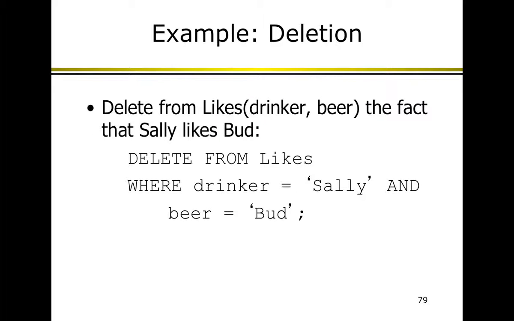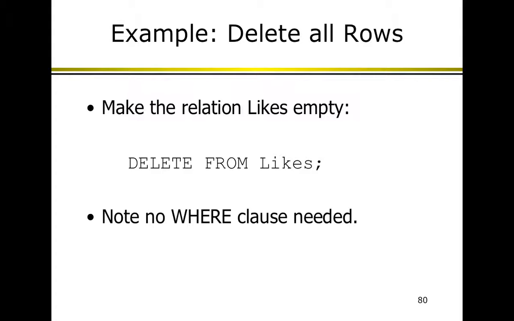So delete from likes the fact that Sally likes Bud. Sally has decided she is tired of Bud. She does not like it anymore. We're going to take it out of the likes table. So delete from likes where drinker is equal to Sally and the beer is equal to Bud. So now likes has no record of Sally liking Bud, which is probably a decent delete when you think about it. I'm not really a fan of Bud, obviously.